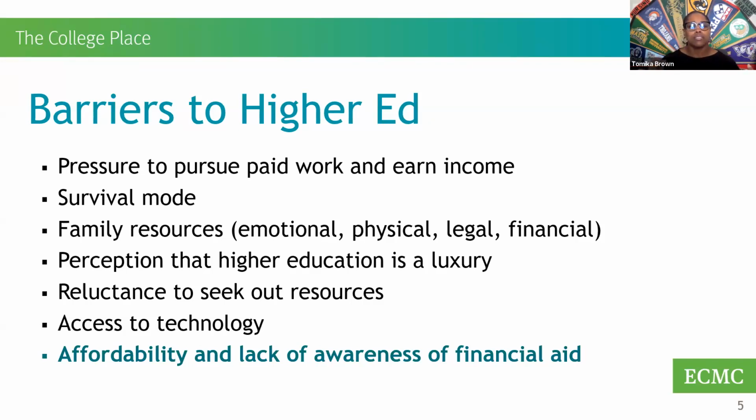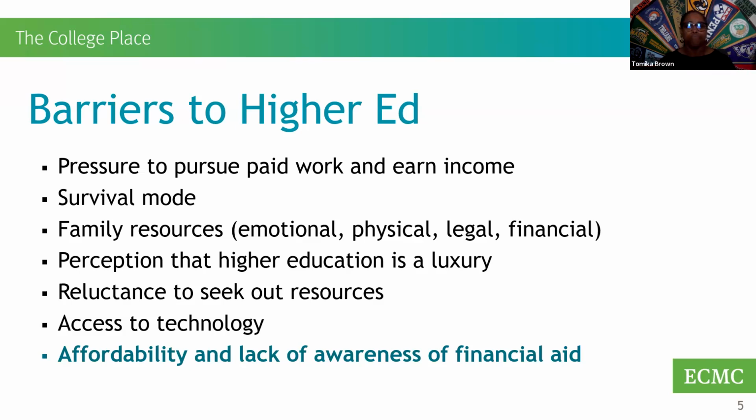So we recognize for these two distinct populations of students, there are quite a few barriers to higher education above and beyond what may exist for the traditional student. One, these students feel pressure to pursue paid work and to earn income, more so than other students, because many of them don't have a lot of solid financial support from the adults that are around them. They're in survival mode, so they're trying to figure out where their next food is coming from, how they're going to keep shelter. And because they're thinking about survival, they're not necessarily thinking about college as a realistic option for them. They have very limited family resources, and those resources can come in the form of emotional, physical, legal, or financial, but regardless, is limited.